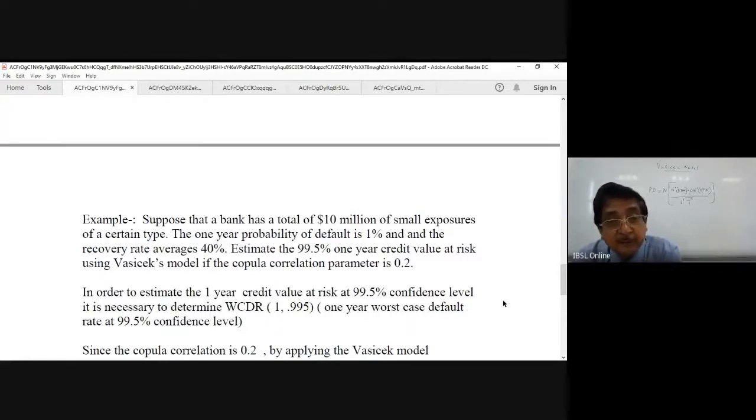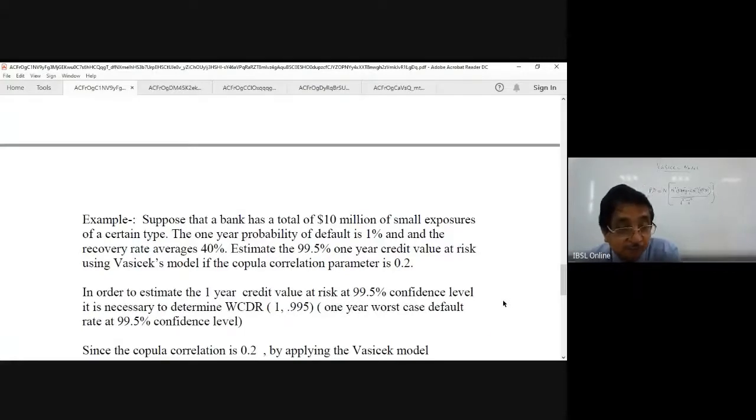Suppose that a bank has a total of $10 million of small exposures of a certain type. So 10 million is the total exposure. It contains several loans. The 1 year probability of default is 1%, and the recovery rate averages 40%. When you say recovery rate averages 40%, what is the LGD? 60%. Estimate the 99.5% 1 year credit value at risk using Vasicek's model if the copula correlation parameter is 0.2.